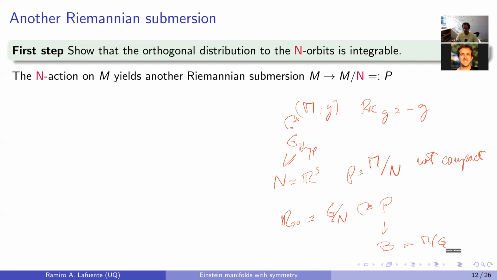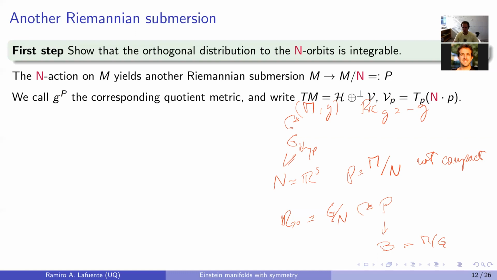So if you sit for a while and take a look at this diagram, it all makes perfect sense. P is not compact, but the non-compactness comes from an isometric group action, precisely the same that happens to M. And so this is the Riemannian submersion we will consider. We call the corresponding quotient metric on P, g P. And then from now on, H and V will denote the horizontal and vertical subspaces for the submersion given by the action of N and not of G.